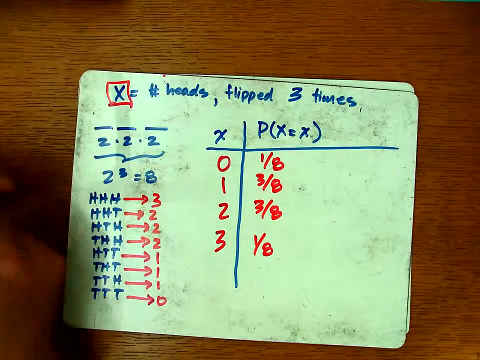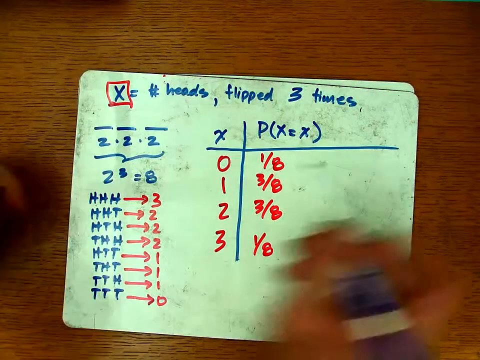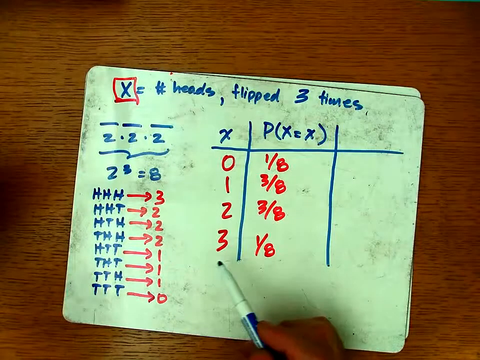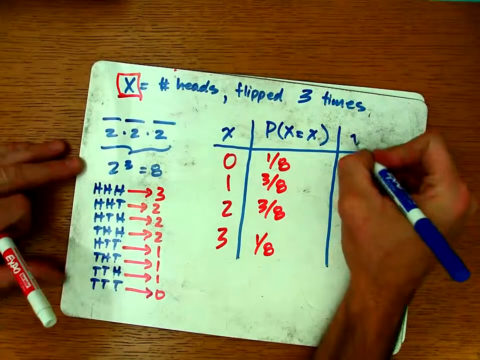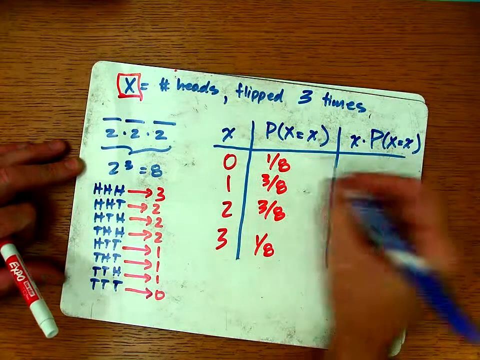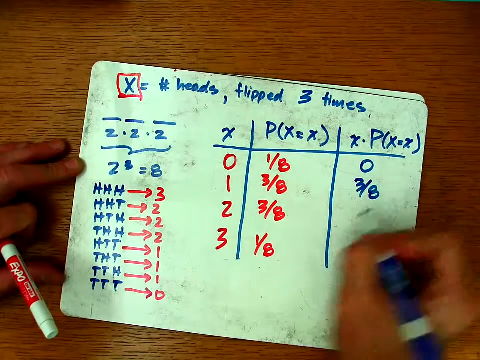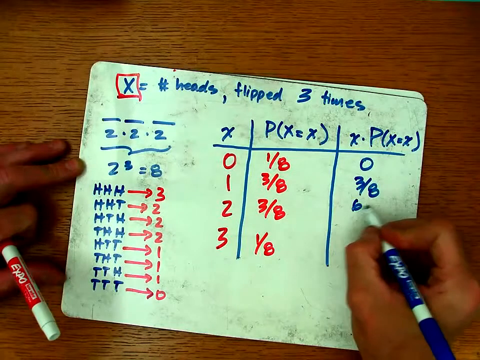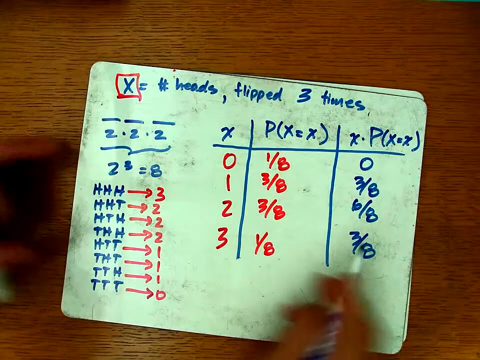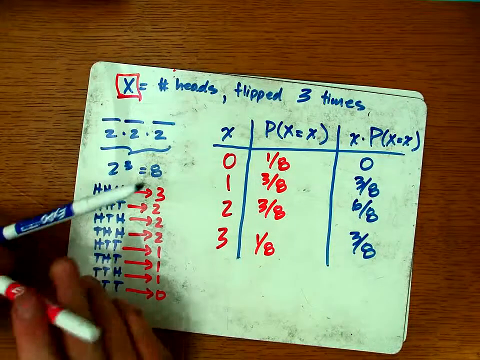So how would we calculate the expected value of this particular random variable? Well, what we're instructed to do with expected value is to take the product of the value of the random variable times its probability. So it's literally the x times the probability that X is equal to x. So 0 times 1/8 is a 0 here. 1 times 3/8 is a 3/8 here. 2 times 3/8 is a 6/8 here. And 3 times 1/8 is a 3/8 here. These are all the products of the value times the probability of that value appearing.